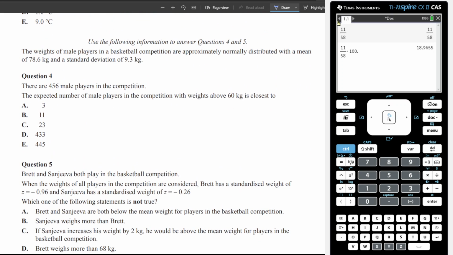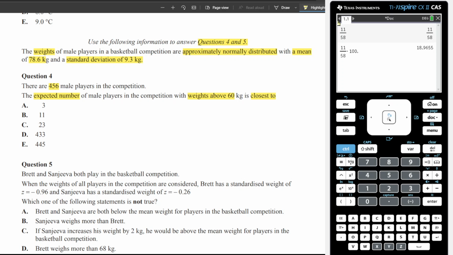So let's look at the next question. The information we've been given relates to questions 4 and 5. The weights, so again, let's highlight that. The weights of male players in a basketball competition are approximately normally distributed with a mean of 78.6 kilograms and a standard deviation of 9.3 kilograms. Okay, question 4. There are 546 male players in the competition. The expected number of male players in the competition with weights above 60 kilograms is closest to.